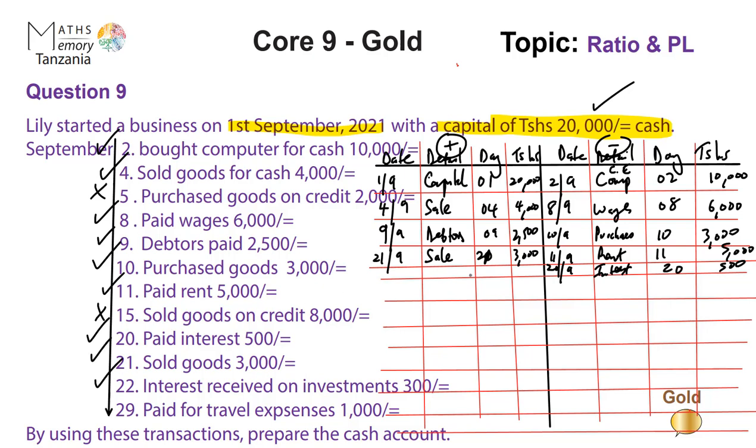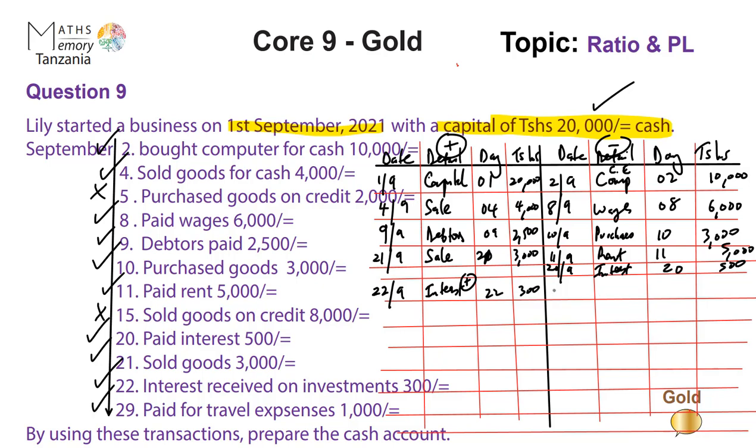Interest received. Interest received again. This is money you received. So hold it over here. It's a bit squashed up now. 22, and off the 9th, interest received on maybe an asset. Okay, and this is 22, and you received 300 Tanzanian shillings on this one over here.